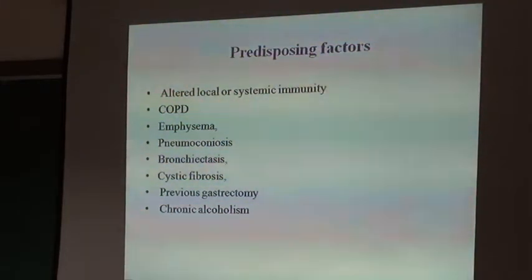Now coming to some predisposing factors which cause increased incidence of NTM infection: any alteration of local or systemic immunity, chronic obstructive pulmonary disease, emphysema, pneumoconiosis, bronchiectasis, cystic fibrosis, and patients with previous gastrectomy and chronic arthritis. These are the predisposing factors which cause increased incidence of NTM infection.